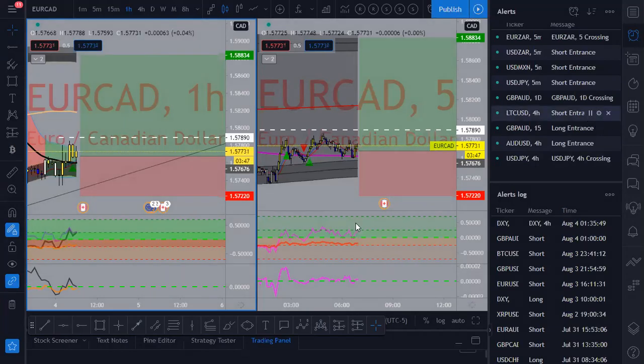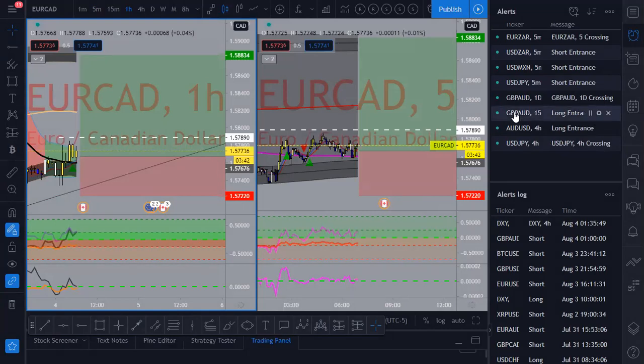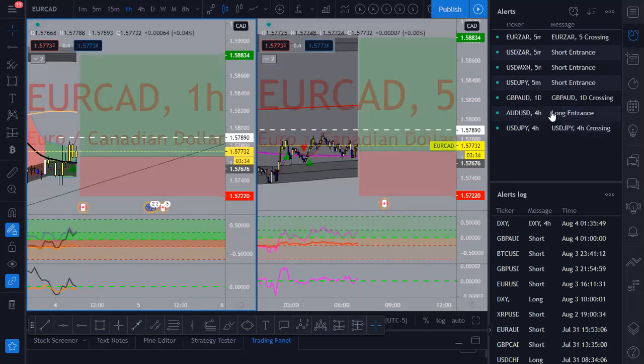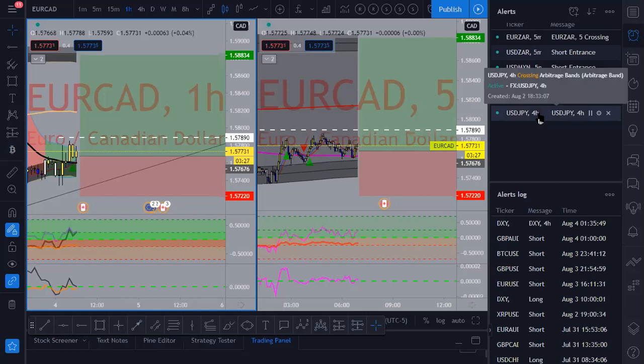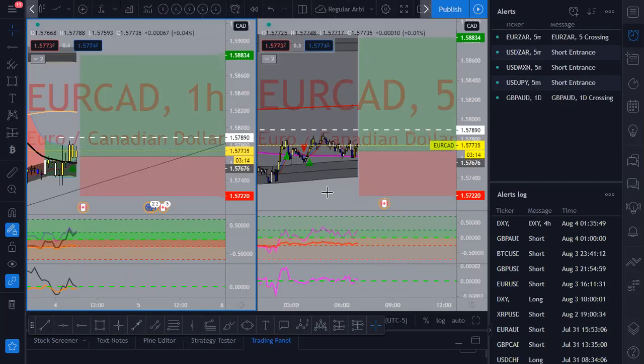Litecoin, I'm not really trading crypto right now. Long entrance on the 15-minute. No, I don't need this either. AUDUSD, I don't need this. USDJPY, I'm going to get rid of this as well. All right, so I give myself some room. And then let's get back to my alert that I wanted to set.